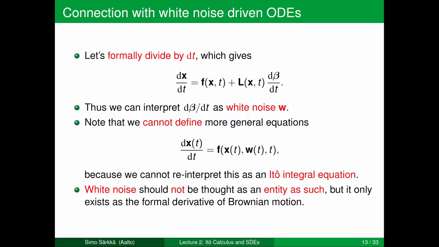For a similar reason, the white noise should not be thought of as an entity as such, but it only exists as some kind of formal derivative of Brownian motion. In practice, we can put white noises into models, but we need to recall that it's not permissible to, for example, multiply white noises or put white noises inside arbitrary nonlinear functions, because white noise is not a function in the same sense as ordinary functions.